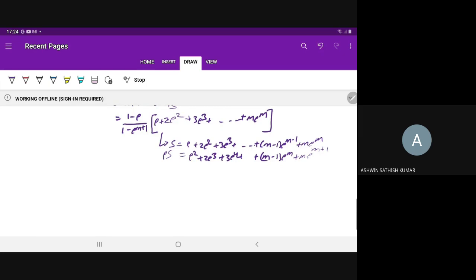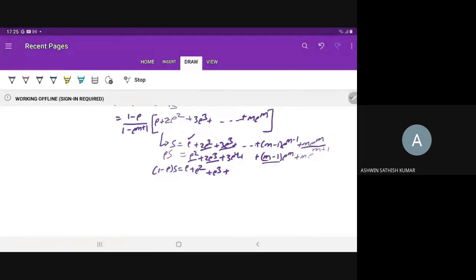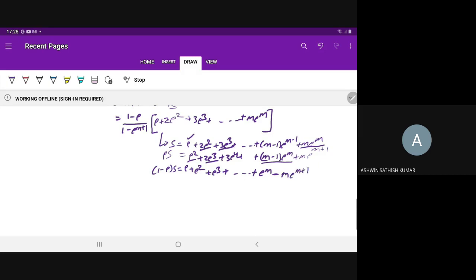Clear? If you do the first minus second, 1 minus rho into s. So rho, 2 rho square minus rho square, 3 rho cube minus 2 rho cube. Similarly, m rho to power m minus m minus 1 rho to power m, then minus m rho to power m plus 1. So what is the sum of this?